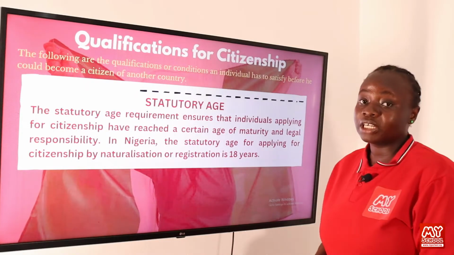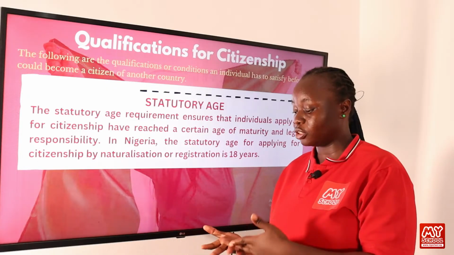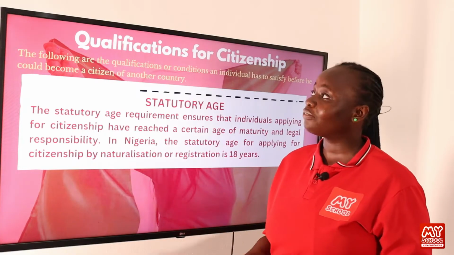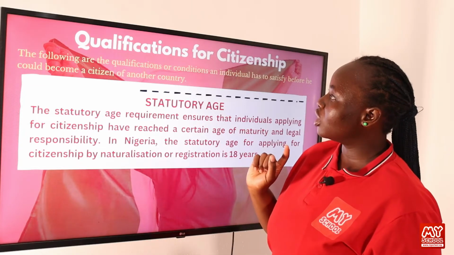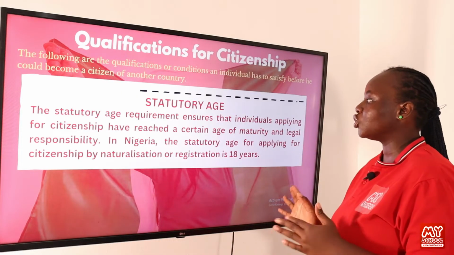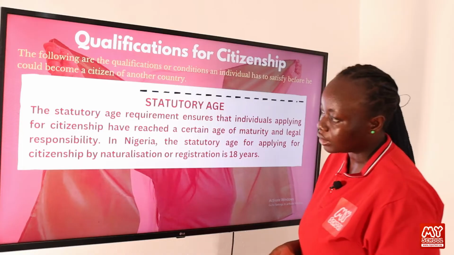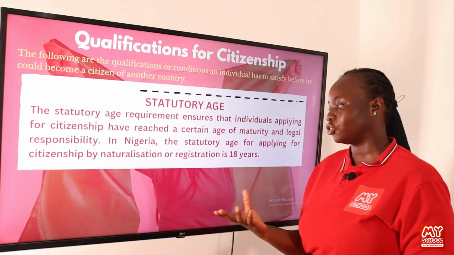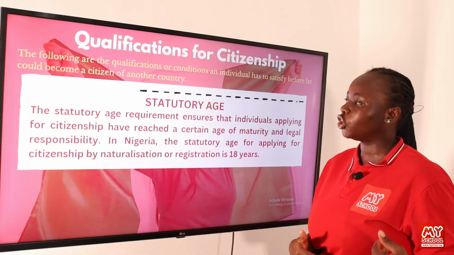All right, let's discuss the qualifications for citizenship. What are those things that are required in order for you to get citizenship by marriage, registration, or naturalization? When you're a citizen by birth, you do not have to acquire citizenship because you're automatically a citizen. So one of the qualifications for citizenship is statutory age. The statutory age requirement ensures that individuals applying for citizenship have reached a certain age of maturity and legal responsibility. Here in Nigeria, the statutory age for applying for citizenship by naturalization or registration is 18 years. So if you are less than 18 years and you're a foreigner, you cannot apply for citizenship in Nigeria.